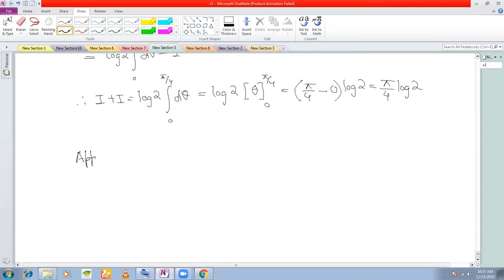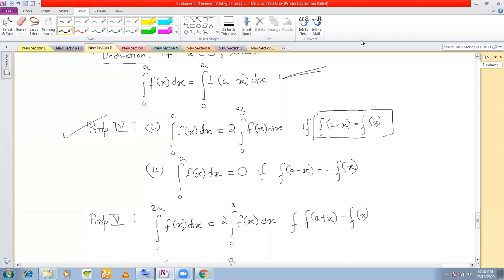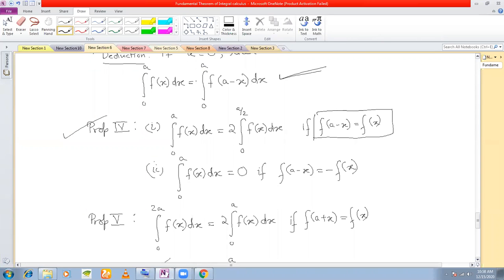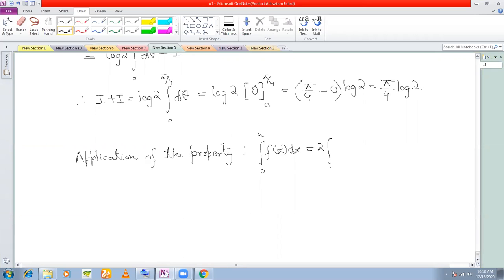Let us now move on to the next property. Applications of the property. Now, which property are we going to see? We are going to look at the application of property number 4 now. The property is integral 0 to a f(x) dx is equal to twice integral 0 to a by 2 f(x) dx if f(a minus x) is equal to f(x). Okay, if this is satisfied, only then you can write this.